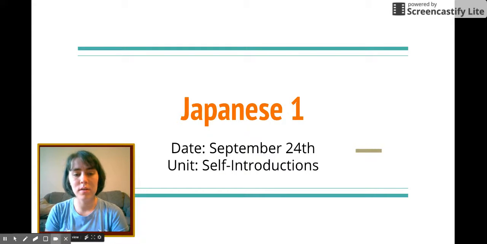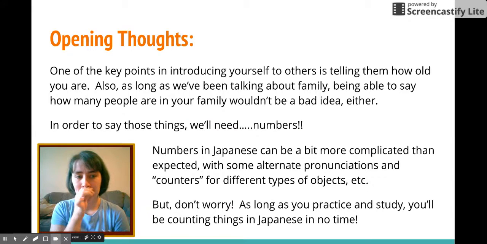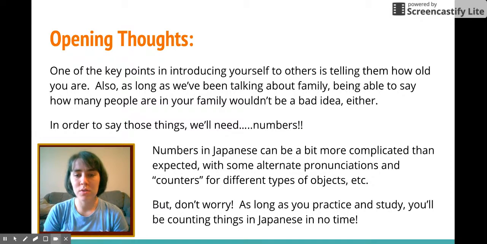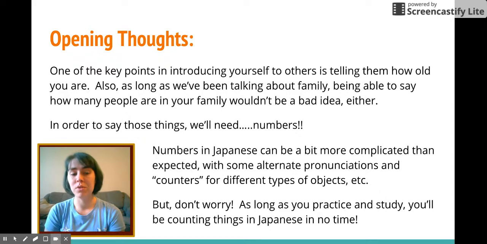We're continuing on self-introductions. One of the key points when you're introducing yourself to other people is being able to tell them how old you are. And as long as we've been talking about family, being able to say how many people are in your family would not be a bad idea. So we're going to learn numbers in order to be able to accomplish those communicative tasks.